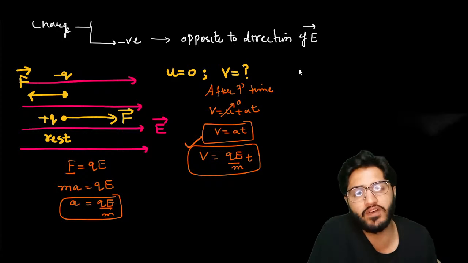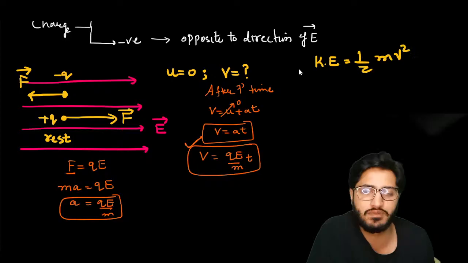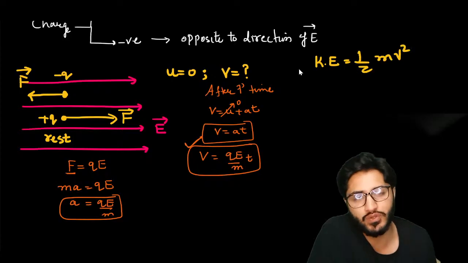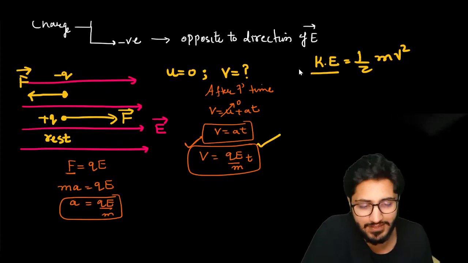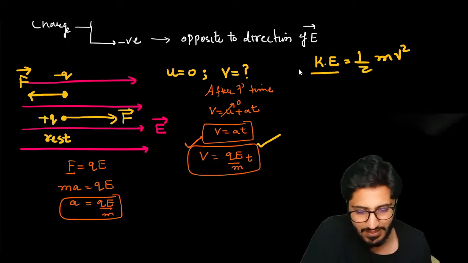If somebody asks you to find the kinetic energy, it will be 1 by 2 mv square. So you can put the value of v, and you will get the kinetic energy of your particle also. Easy?